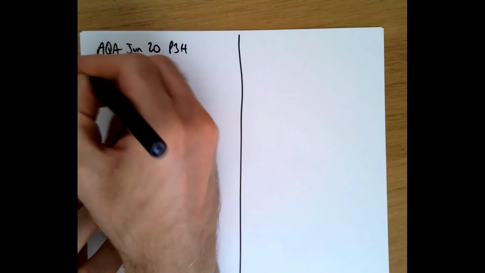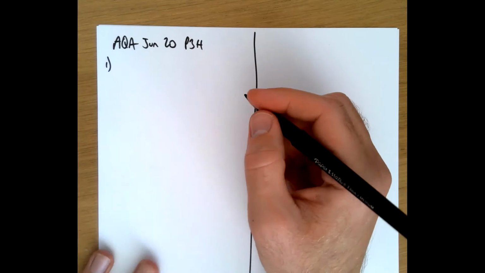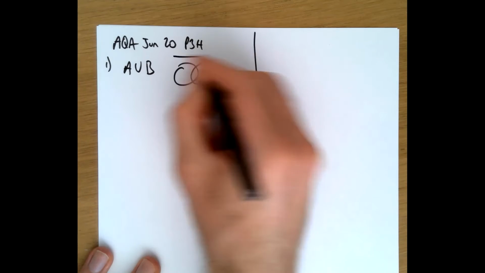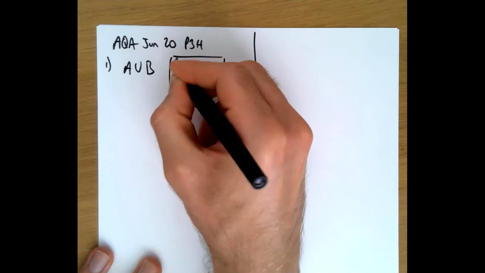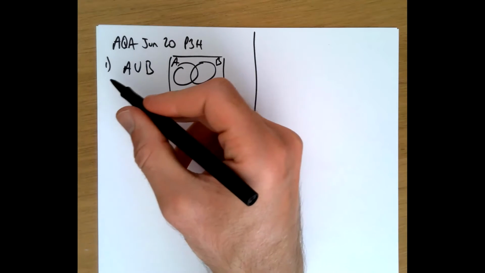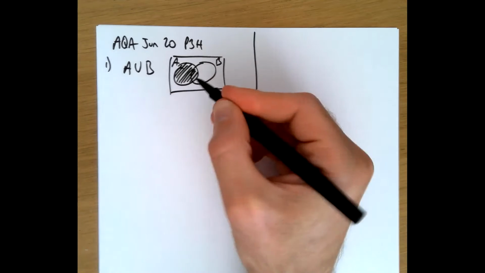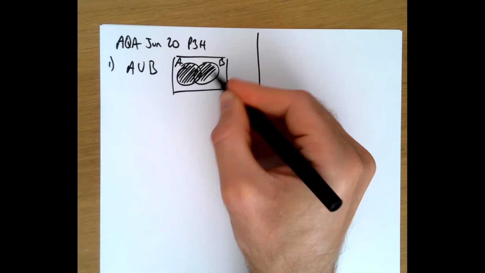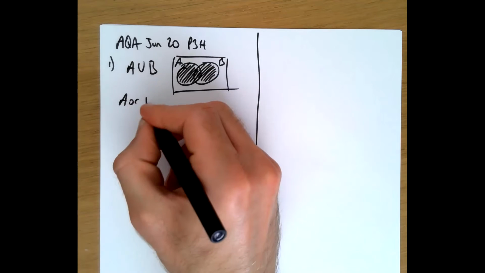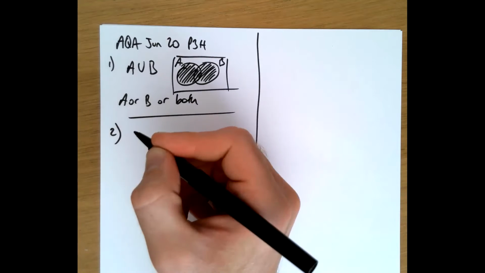Number one, what does A union B mean? So this is talking about Venn diagrams. If you've got Venn diagrams like so, we've got circle A, circle B. This means A or B. So it's in the A circle or it's in the B circle. So it's A or B or both.